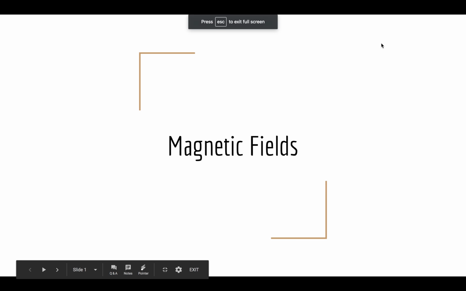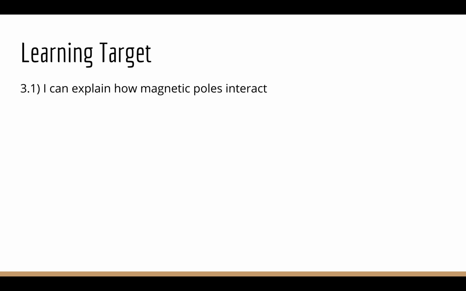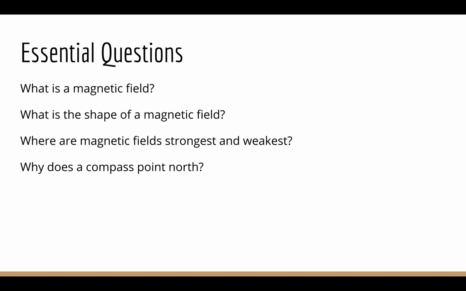Today we're going to talk about magnetic fields. Our learning target is, I can explain how magnetic poles interact. Our essential questions are, what is a magnetic field? What is the shape of a magnetic field? Where are magnetic fields strongest and weakest? And why does a compass point north?